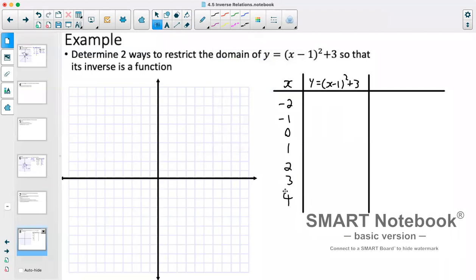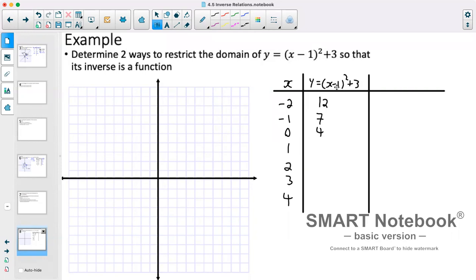Okay, so for x values, I'm going from -2 to 4. So -2 minus 1 would be -3. -3 squared is 9, plus 3 is 12. Then I have -1. -1 minus 1 is -2. -2 squared is 4. 4 plus 3 is 7. Then we have 0 minus 1 is -1. -1 squared is 1, plus 3 is 4.